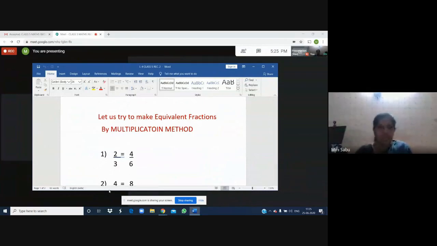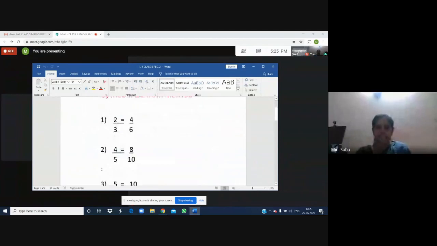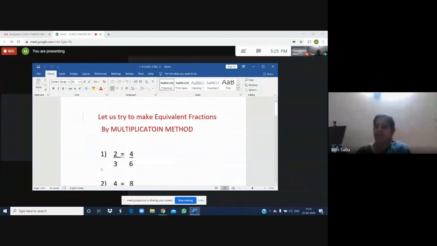Yes. Very good. Let us try to make equivalent fractions by multiplication method. This is what we have learned with the help of today's video. So I have given you a fraction 2 upon 3, and I have written it like this. It is equal to 4 by 6. That means 2 upon 3 and 4 upon 6 are equivalent fractions. Why are they equivalent fractions?